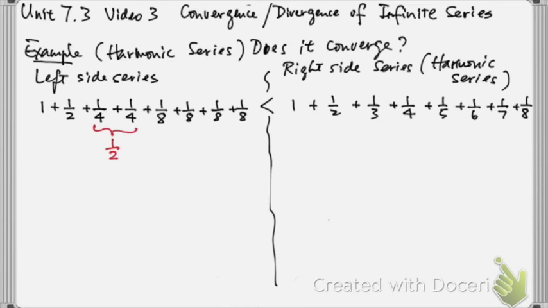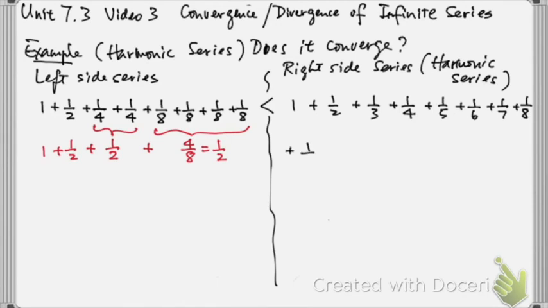Well, let's see if I can add up these 4 terms of 1/8. That's going to be 4/8, which is equal to 1/2. Okay, so if I rewrite these all in red, the first term is 1 plus 1/2 plus 1/2, which is made up of 2 terms of 1/4, plus another 1/2, which is made up of 4 terms of 1/8. Now, you can imagine I can keep doing this.